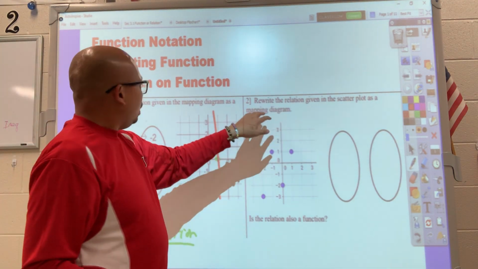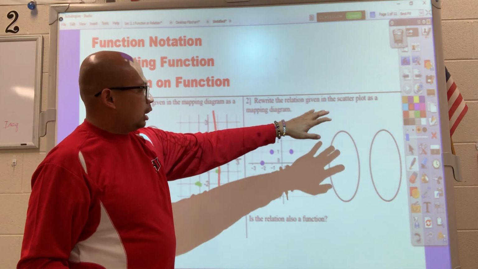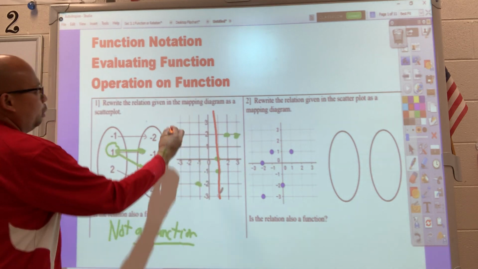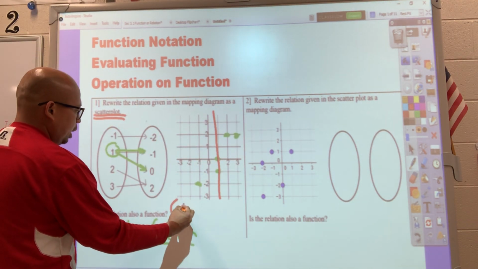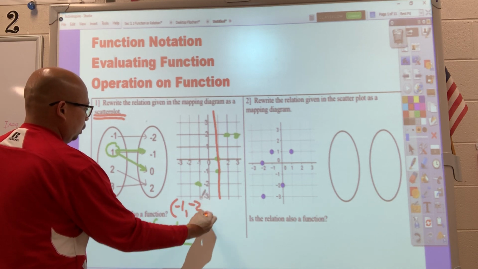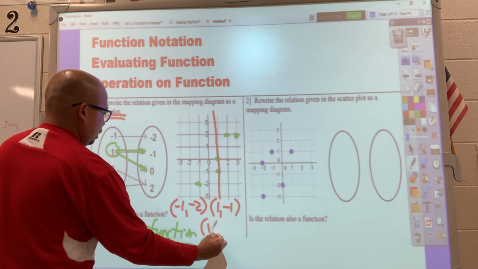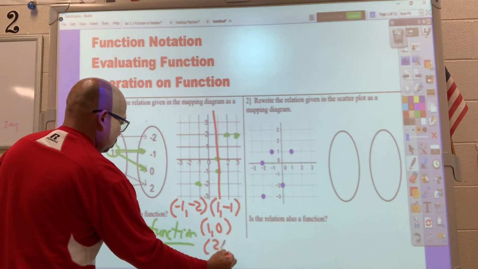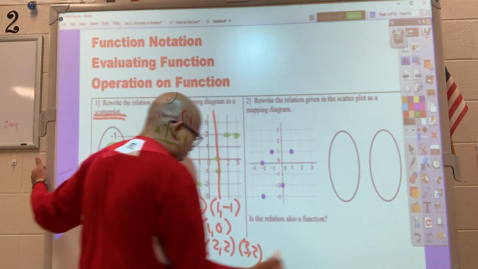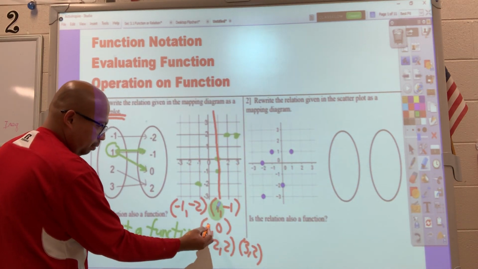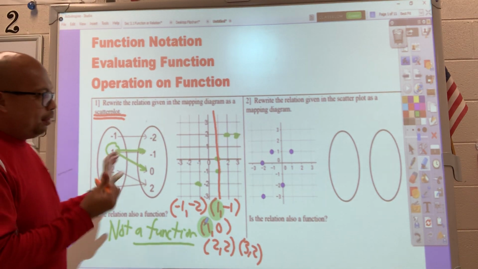Number 2. Rewrite the relation given as a scatter plot as a mapping diagram. Sorry, it's given as a scatter plot, which means we have to put in the points. So this will be (-1, -2), (1, -1), (1, 0), (2, 2), and (3, 2). You can see again that the x value right here is repeating. That's why it's not going to be a function.